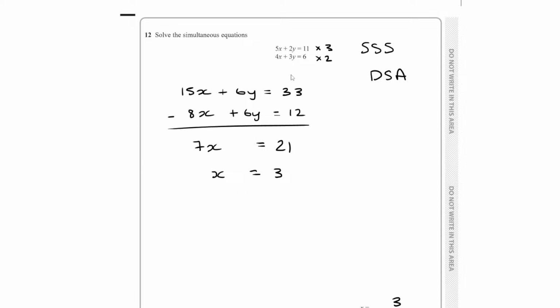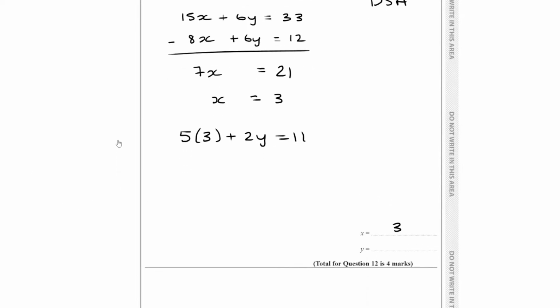Choose one of your original equations, doesn't matter whichever you think looks easier. I'm probably just going to choose the first one and sub in x as 3. So instead of 5x, I'm going to write 5 times 3 plus 2y equals 11. Okay, and now just see how I've got an equation with the other letter. In this case, for my example, the other letter is y. You might have found out y first and then subbed it in to find x second. That's fine.